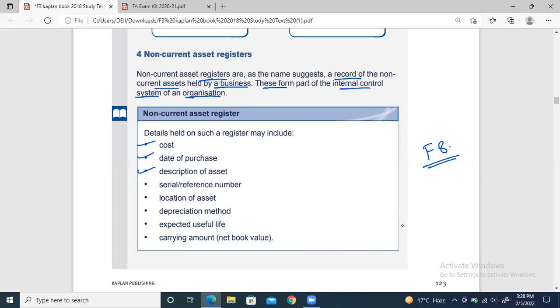We need to update their information regularly. So these include all the information you can see. Cost, date of purchase, description of the asset, the location, where is it located if we want to find it right now, right? In factory A, factory B, which building, which room, right? Depreciation method, we're going to study this as well. And expected useful life, how much is the useful life of that machine? Okay, so all of the details of the assets, whichever detail is possible, is written in the register, just to maintain the existence of the asset. Okay, got it?